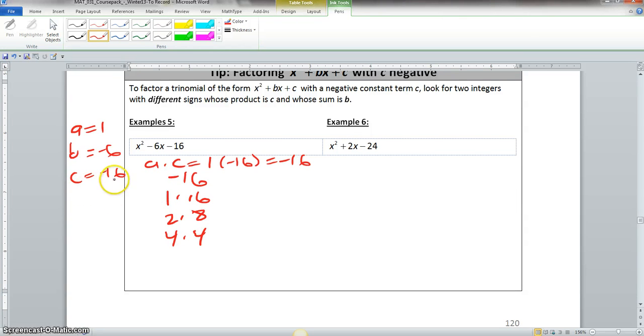Now whenever you multiply A and C and it gives you a negative, and your B is also negative, that means that your larger number is negative. So now we add these numbers here, and that gives you negative 15, negative 6, and also 0. You know we're looking for negative 6.